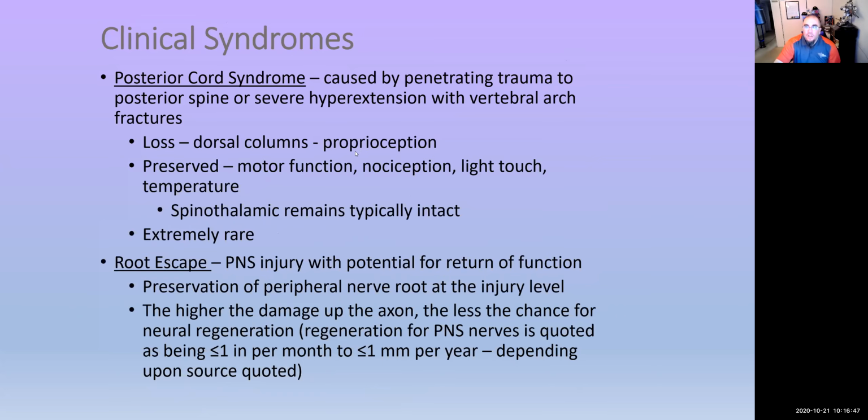Posterior cord syndrome is caused by penetrating trauma to the posterior spine or severe hyperextension with vertebral arch fractures. So penetrating trauma, you can't avoid, right? Why would a severe hyperextension injury be really rare in a human being? What prevents us from super hyperextending? Do you remember what that protective device is on the front side of the spinal cord that prevents us from really hyperextending?